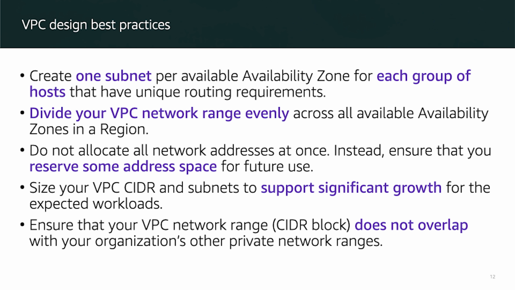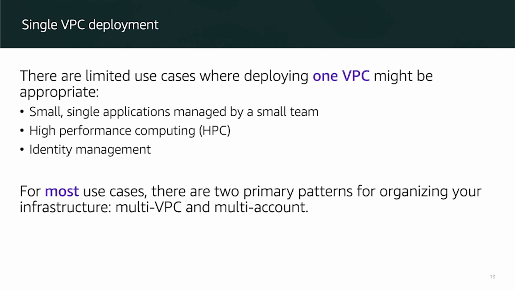When you design and create your networking, there are a limited number of use cases where a single VPC might be appropriate. For example, when you have a single small application managed by a small team, when you are looking for high-performance computing, or a single VPC environment that has lower latency than one spread across multiple VPCs. When you are dealing with an identity management environment, a single VPC might provide best practices. For most use cases, a multi-VPC environment is required.